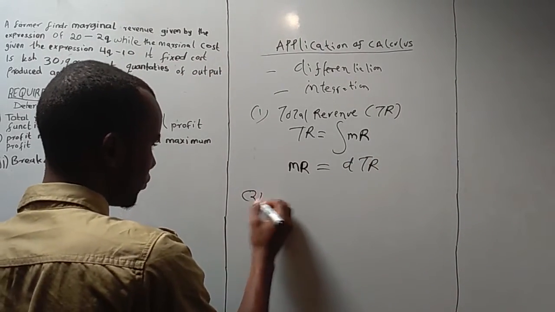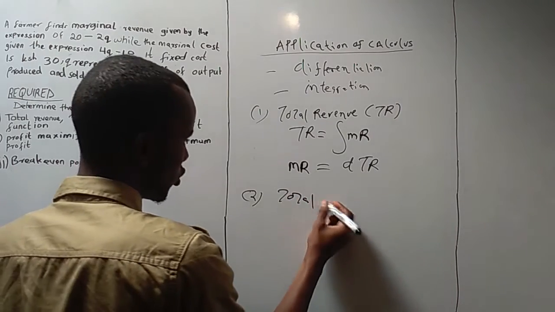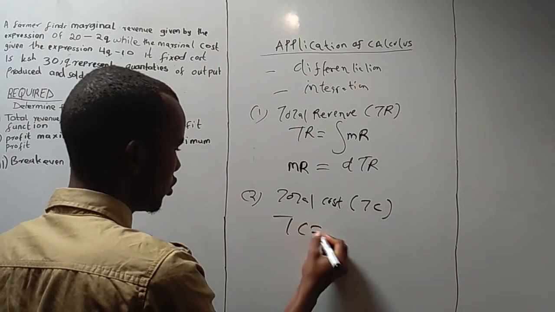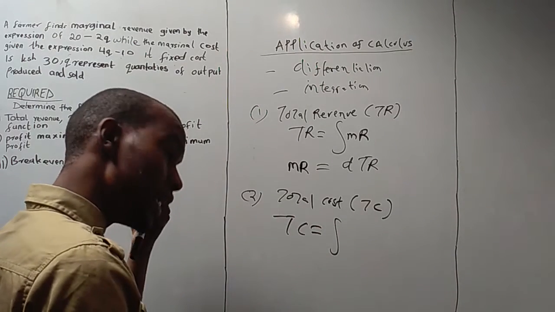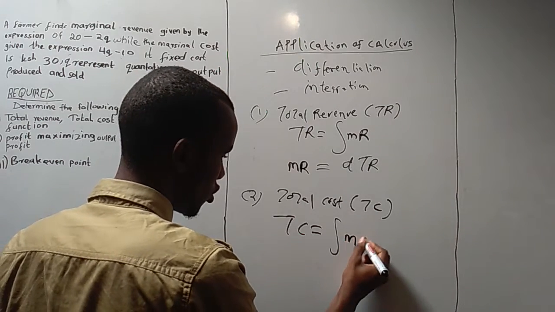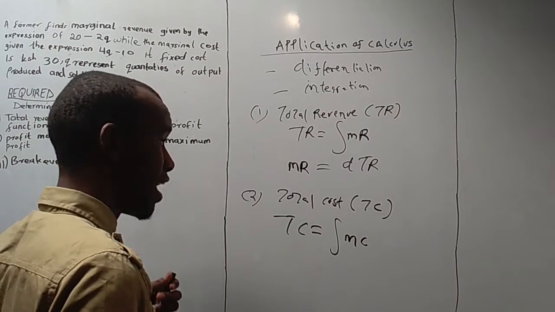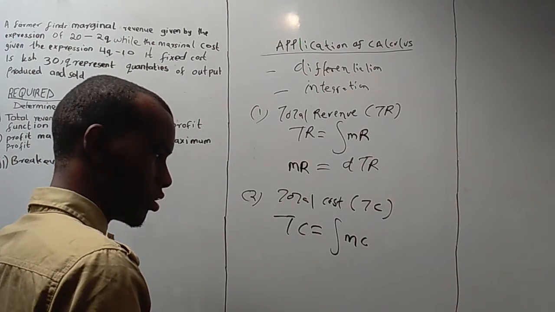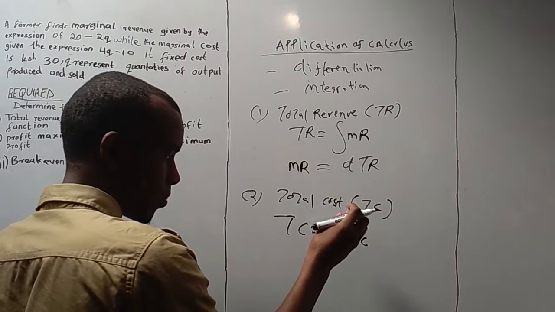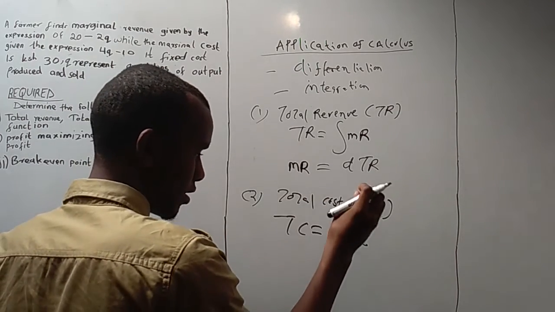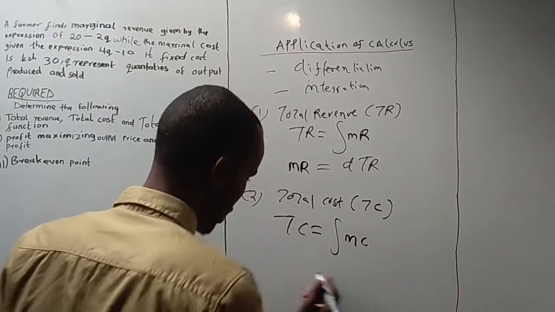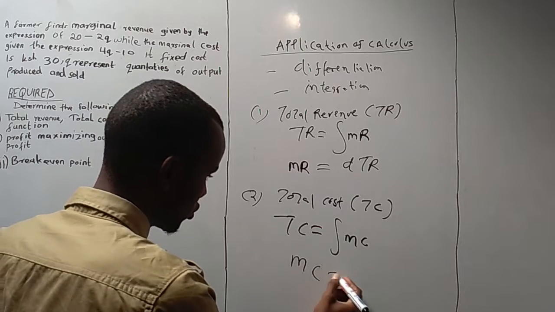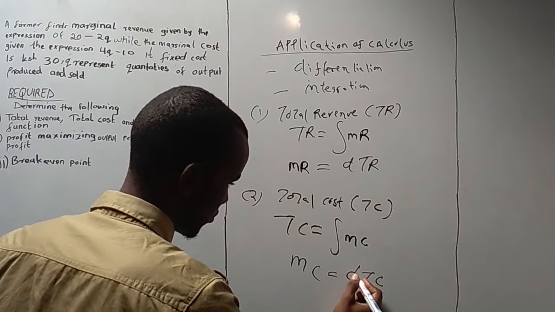Then number 2, total cost, TC. Total cost is equal to the integral of the marginal cost. For you to get total cost, we normally integrate the marginal cost. But if we have the total cost and want the marginal cost, marginal cost is equal to the derivative of total cost.